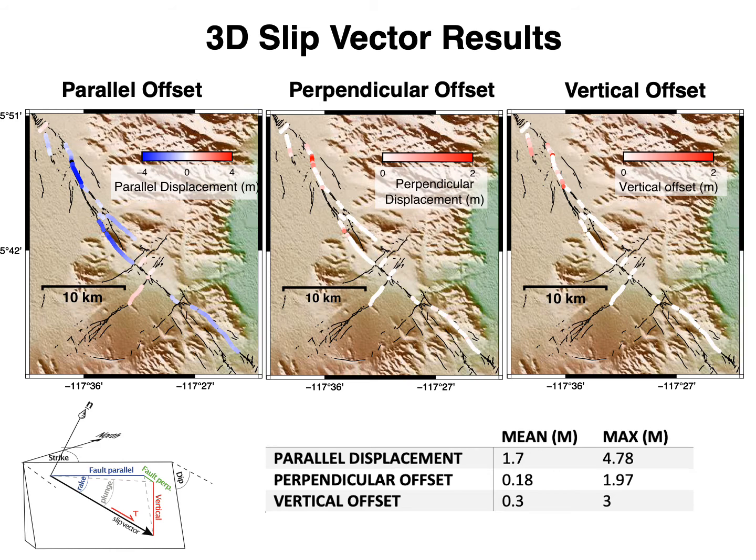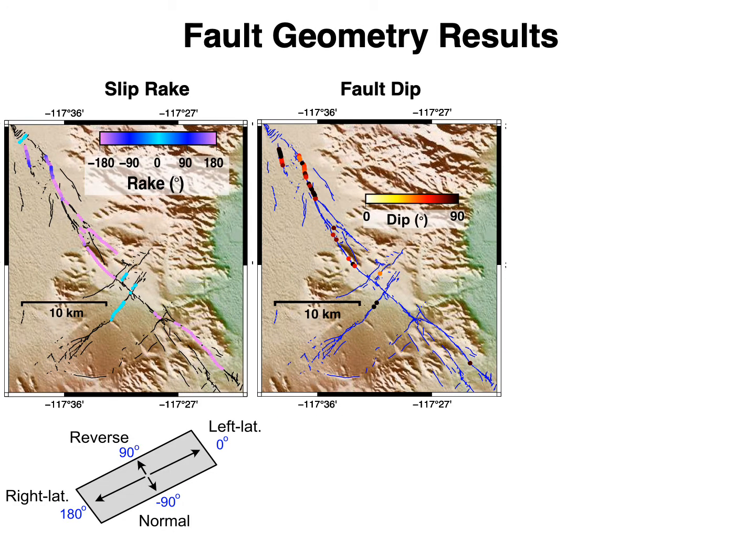Okay, and so from the 3D slip vectors, we've measured the fault parallel, the perpendicular, and the vertical component along the rupture. Although not across the entire rupture, we're still working to process more images and acquire more measurements, but we have measurements for most of the rupture. So this is showing the statistics for this. I'll move on quickly.